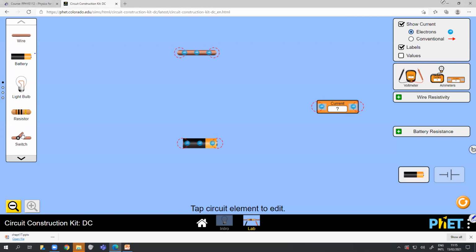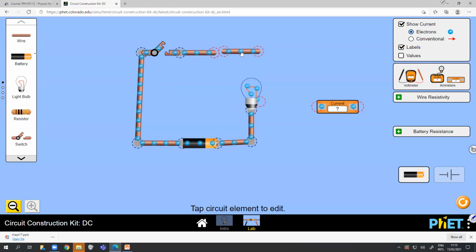Battery, switch, another wire, stretch it and connect it. Maybe another wire to keep it nice. Another wire, another wire, and turn it around, and the bulb, another wire, and there we go. Right, my circuit is ready.